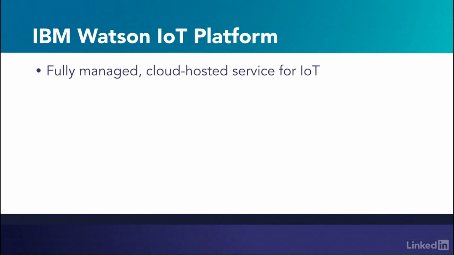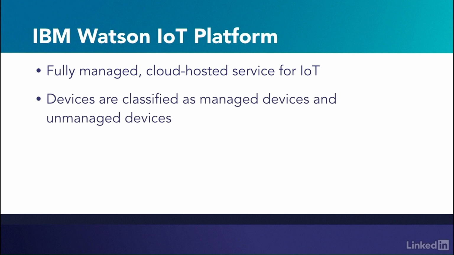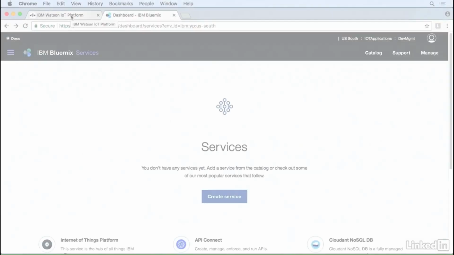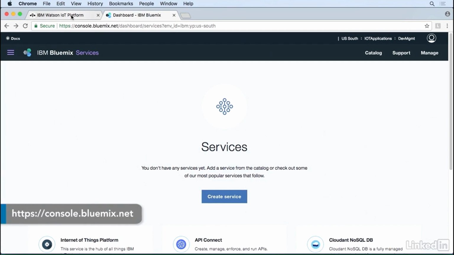It is a fully managed cloud-hosted service on IBM Bluemix designed to simplify IoT development, and it provides device management capabilities. With this platform, devices are classified as managed devices and unmanaged devices. The managed devices are able to interact with the IBM Watson IoT Platform device management services using the device management protocol, which is built on top of MQTT and HTTP. The managed devices can be remotely operated to do remote reboot, factory reset, and updates on firmware images, location, diagnostic information, etc. I'll show you how to use the Watson IoT Platform to do the firmware update.